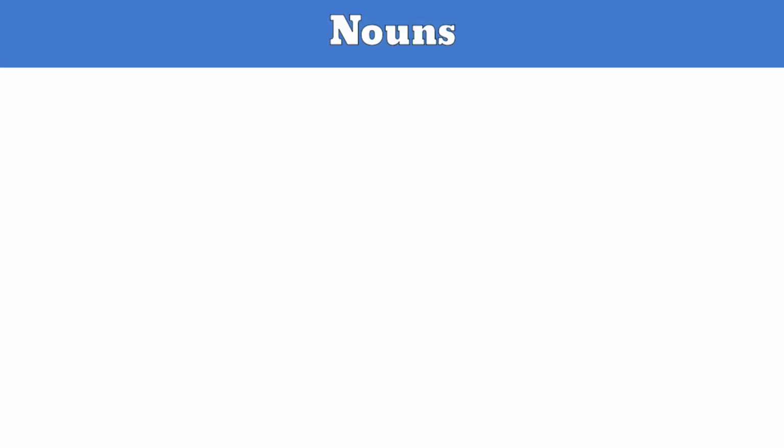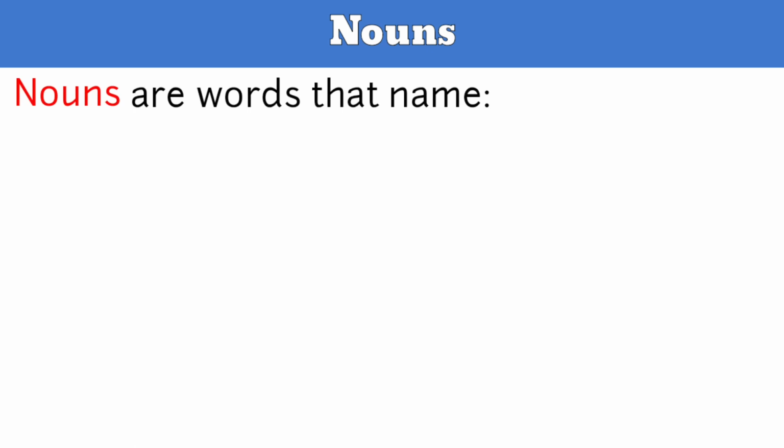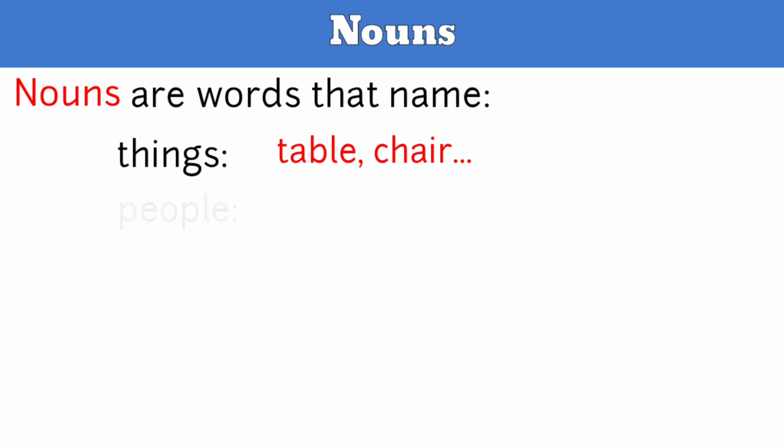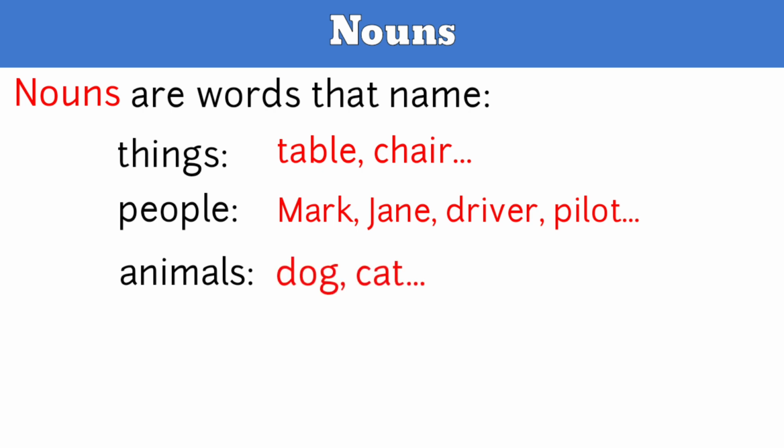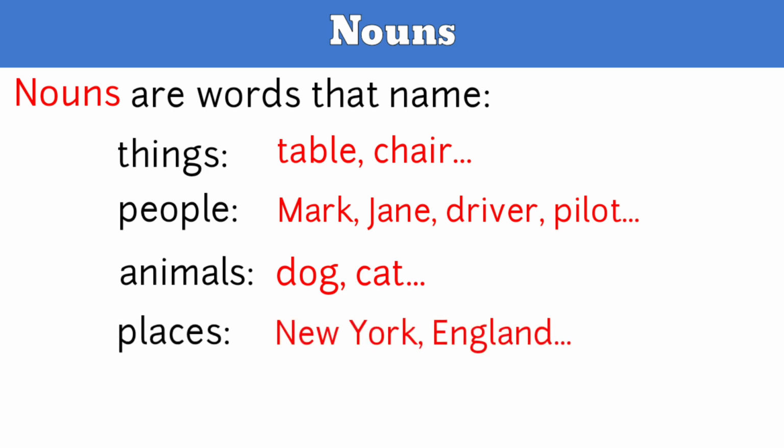Nouns. Well, nouns are words that name things. For example, a table or a chair. People, so Mark or Jane, or perhaps even driver or pilot. Animals, for example, dog and cat. And of course, places, New York, England.